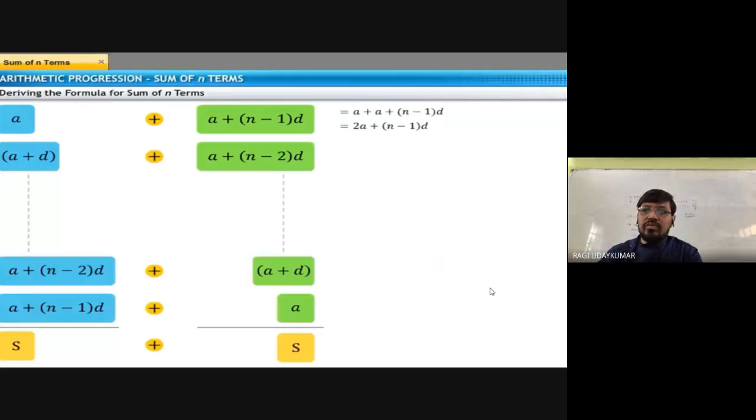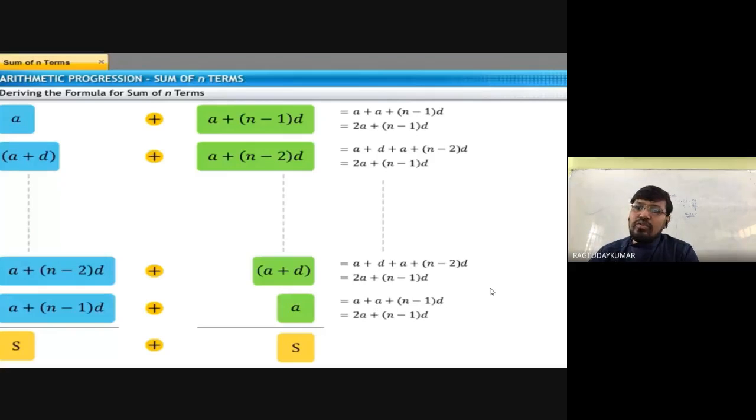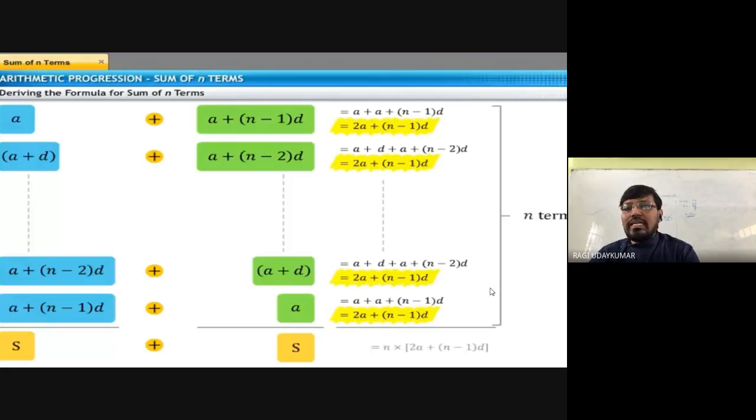And you add. So what are you going to get? Every sum is 2a plus (n minus 1) into d, 2a plus (n minus 1) into d, and so on, n times in total, because from start to end you have n number of terms. So the total sum is n into (2a plus (n minus 1) into d). This is double the sum, because we are adding the same sum two times, S plus S, so 2S. So 2S equals n into (2a plus (n minus 1) into d).